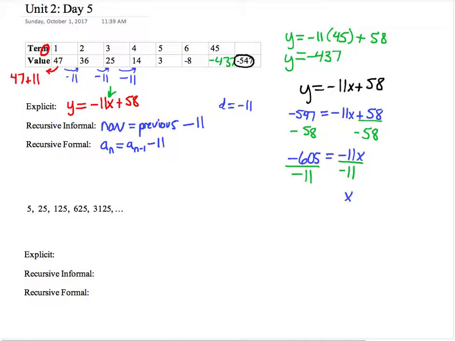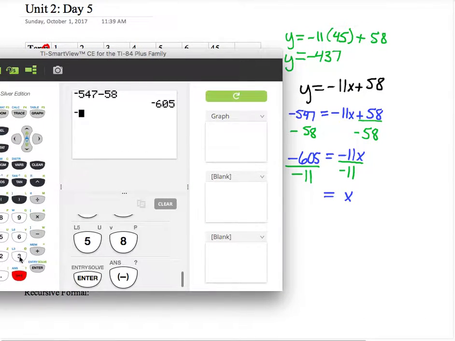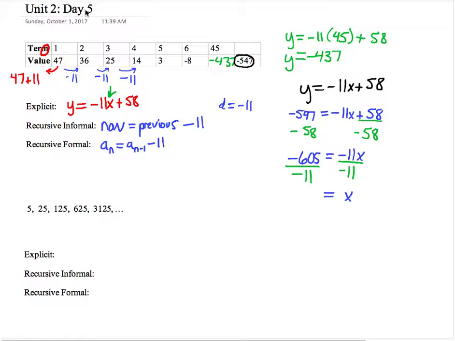I'm going to be able to say that x in this case is what? So let's pull up our calculator one last time and go negative 605 divided by negative 11. And I think I get 55. That makes sense. Remember, we were thinking that our term should have been like 50, 60 something. So that's it, 55 right there. Solved an equation for x. So that's a good forecast of where we're going to go soon after we work more with these patterns.